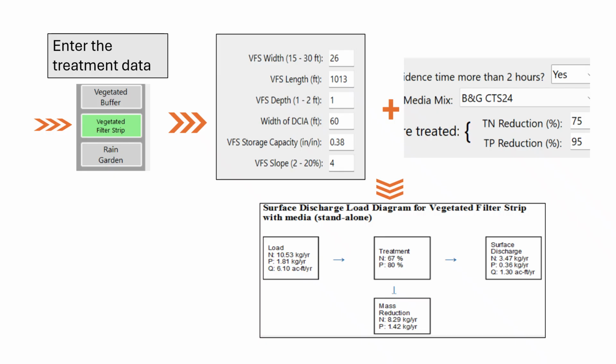Keep in mind, though, that the minimum allowable width for a vegetated filter strip is 15 feet, so anything below that cannot be used. For the media residence time, this is calculated by taking the depth of the media and dividing it by the rate of infiltration. In this example, we have 12 inches of media depth and an infiltration rate of 5 inches per hour, which gives us a residence time of 2.4 hours. This tells us how long water is in contact with the treatment media, which directly influences how much pollutant removal occurs. Once all the data is entered, the software calculates and displays the pollutant removal in kilograms per year, giving you a clear picture of the treatment effectiveness of the system.